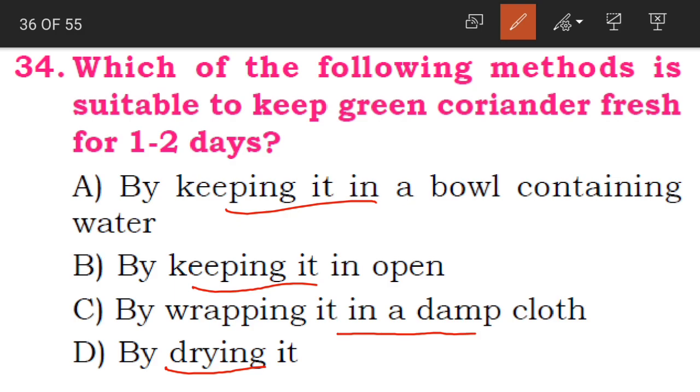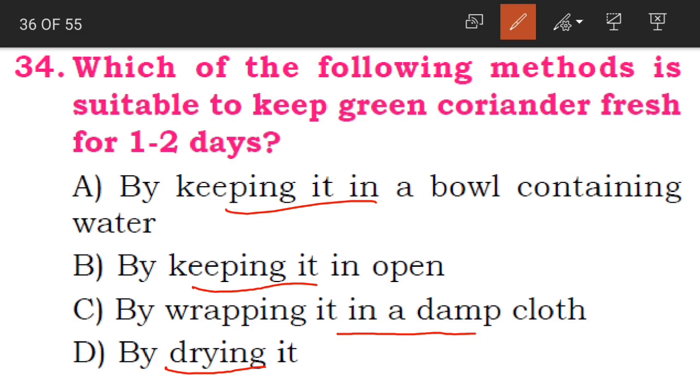By drying it, D option. If we dry it, what will happen? Will it remain fresh? No, it will get dried. By wrapping it in a damp cloth, a wet cloth, it will not remain fresh either, it will spoil. And by keeping it in the open, that is B option, then also it will dry.